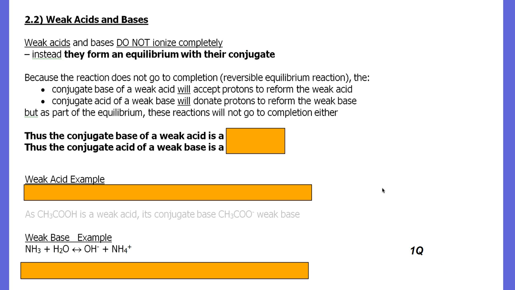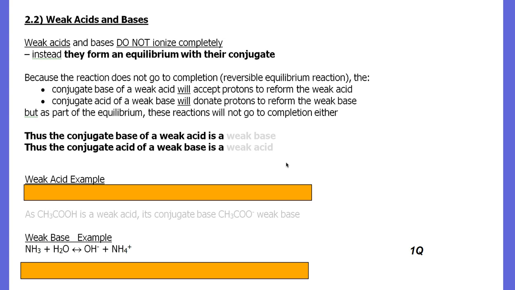Next, weak acids and bases. We know that weak acids and bases don't ionize completely. They form an equilibrium with their conjugate. Because the reaction doesn't go to completion, because it's a reversible equilibrium reaction, the conjugate base of a weak acid will accept some protons to reform the acid, and the conjugate acid of a weak base will donate some protons to reform the weak base. As a part of equilibrium, neither reaction goes to completion. So if you've got a weak acid, it won't fully ionize, and the conjugate base also won't fully ionize. There's a nice equilibrium there, which means the conjugate base of a weak acid is a weak base, and the conjugate acid of a weak base is a weak acid.